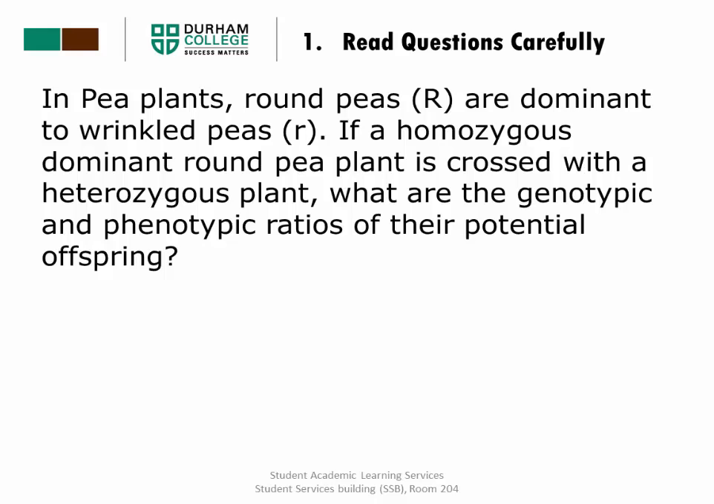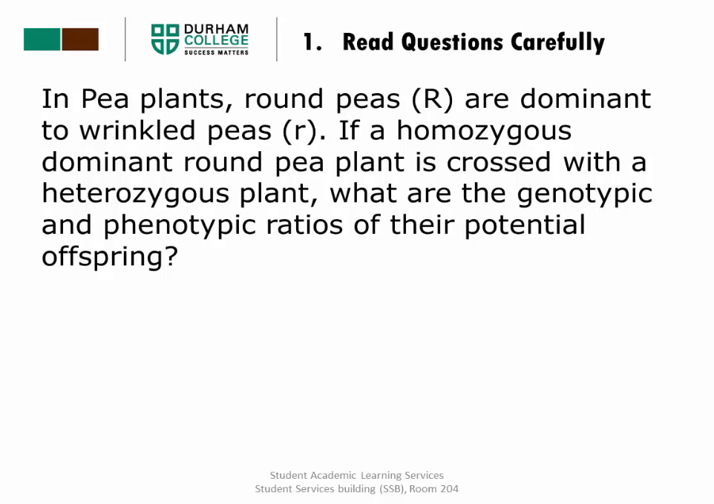Here we have a standard Punnett square question. There are lots of details that can be overwhelming if we read through it too quickly. So let's read through it together. In pea plants, round peas, capital R, are dominant to wrinkled peas, small r. If a homozygous dominant, round pea plant is crossed with a heterozygous plant, what are the genotypic and phenotypic ratios of their potential offspring?